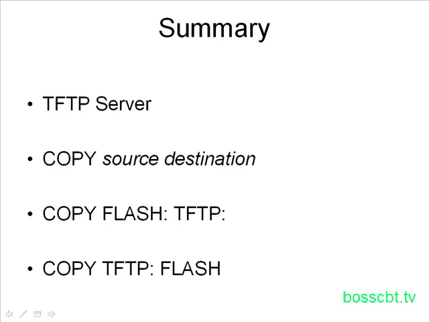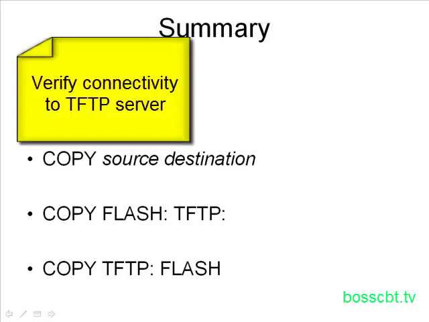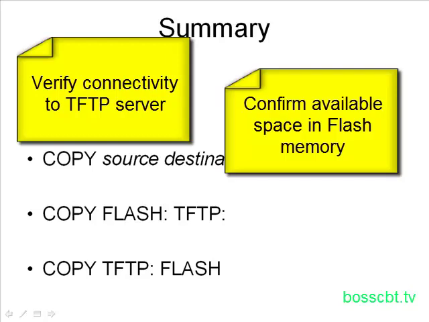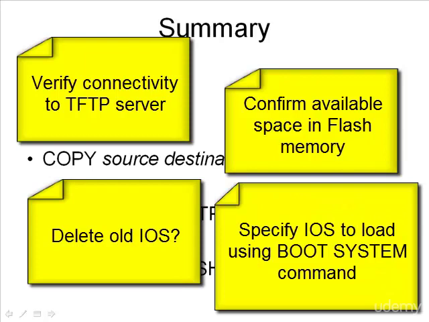So for instance, make sure you can ping your TFTP server. Make sure once you've copied the new file to the TFTP server, confirm that it's actually on there. Jump on the TFTP server and get some proof positive that it's there. And then during the upgrade, confirm you have enough room in your flash in order to store your new IOS. Once you've copied the new file over, determine how you want to indicate to the router which IOS you want to load, either deleting the old IOS or using some boot system commands in order to specify exactly which IOS to load.